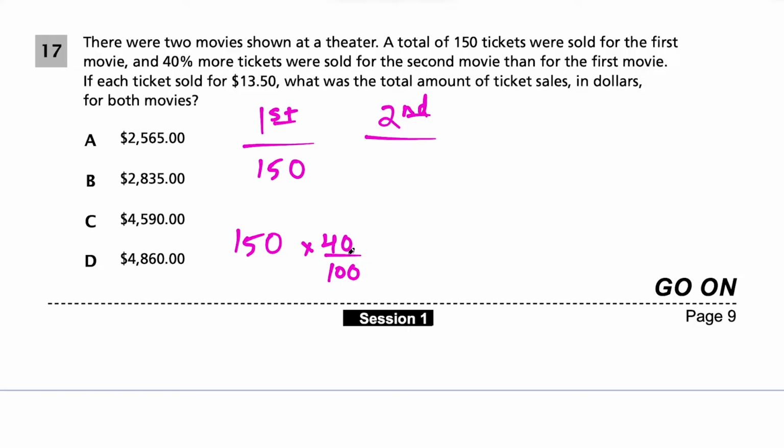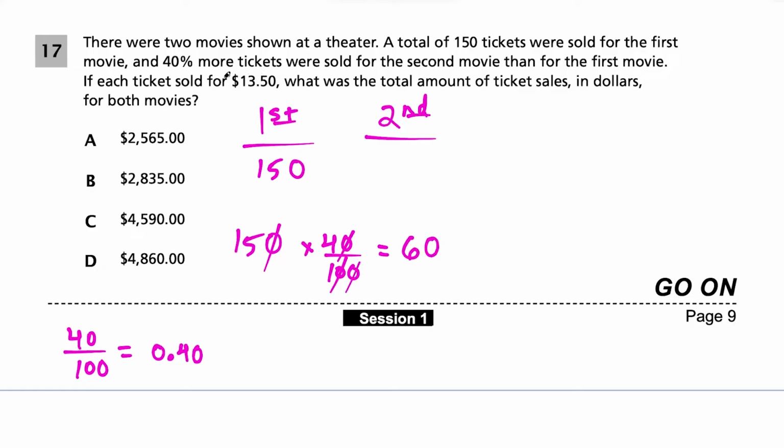I could also just call this 40 over 100. I could call this 0.40. So this is the same thing as 0.40. So I could ask the calculator to multiply this and this, and we're going to get 60. If I want to do this by hand, I could cross off this 0 and this 0. I could cross off this trailing 0 and this trailing 0, and then 15 times 4 is 60.